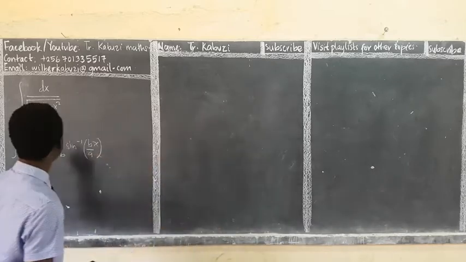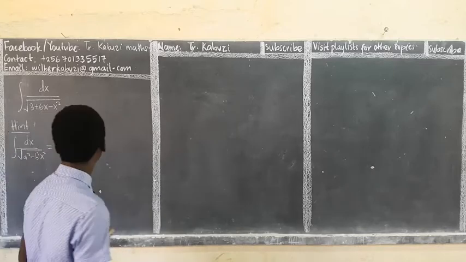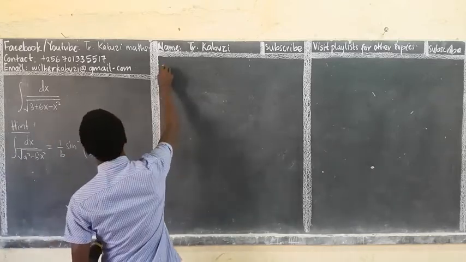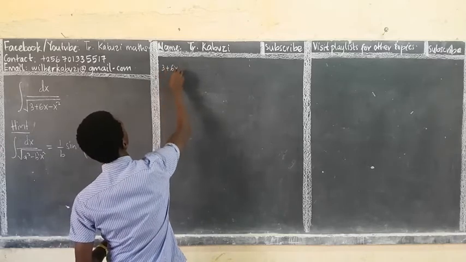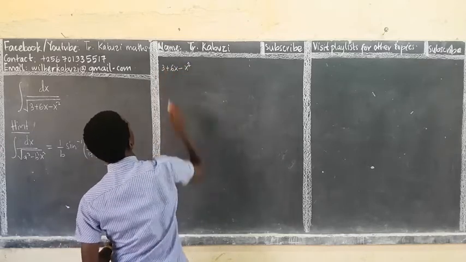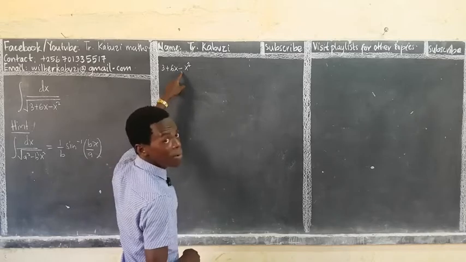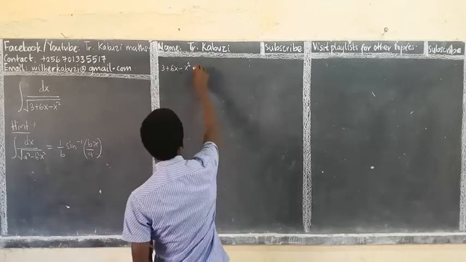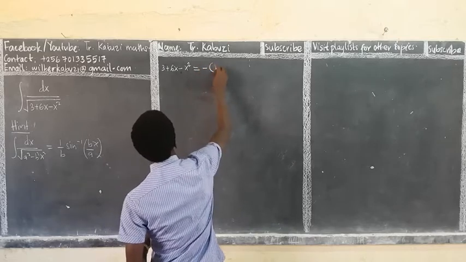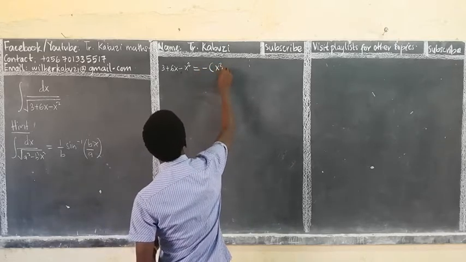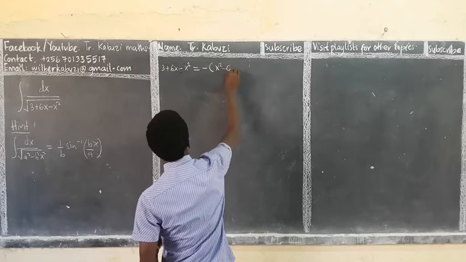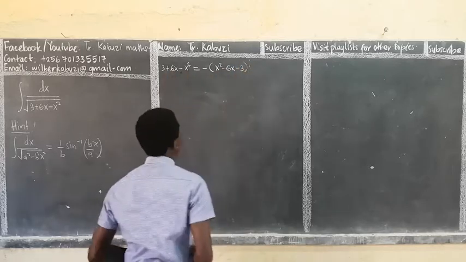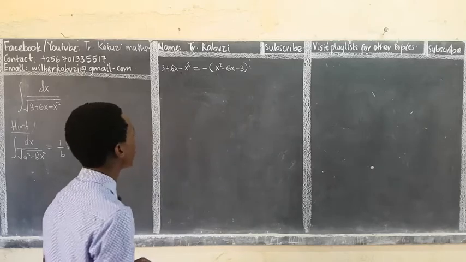Okay, let's start by completing the square for this. You see I have 3 plus 6x minus x squared. We say this coefficient should be 1 first. So I'm going to start by factorizing out the negative. So this will now be negative into x squared, now this one becomes minus 6x, then minus 3.